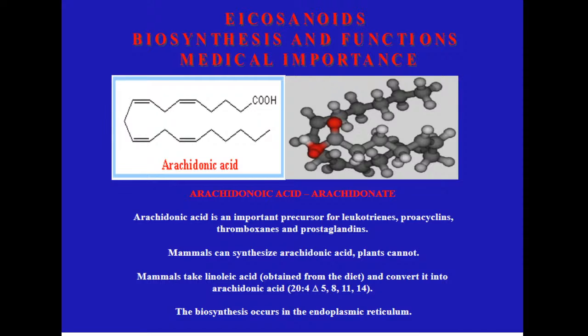Eicosanoids are a group of very functionally active substances that are formed in our body from arachidonic acid. It's a precursor of all eicosanoids, with the old short name prostaglandins. Now we know that prostaglandins are only one representative of the group of eicosanoids. Also, leukotrienes, thromboxanes and prostacyclins belong to this group.